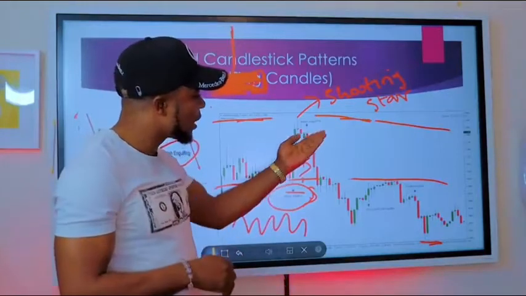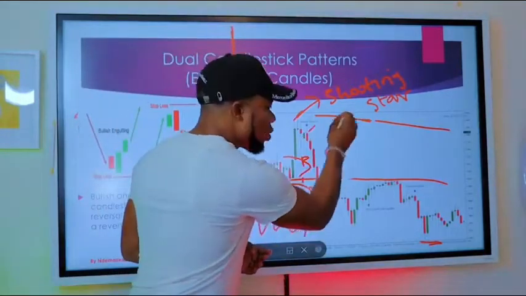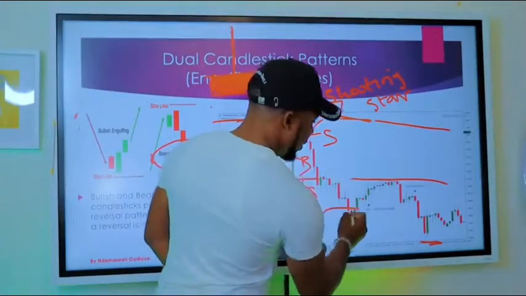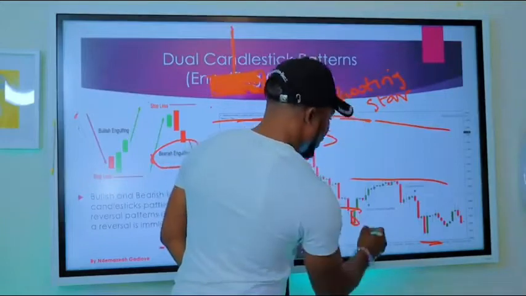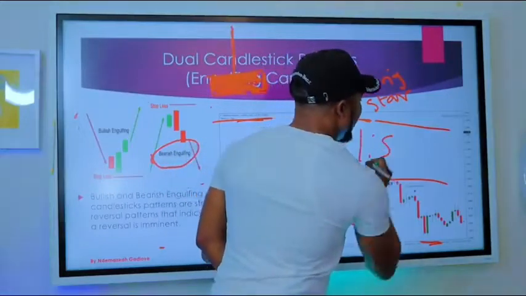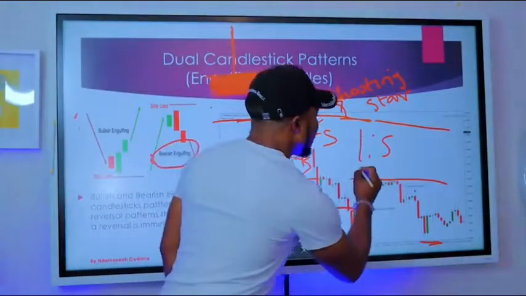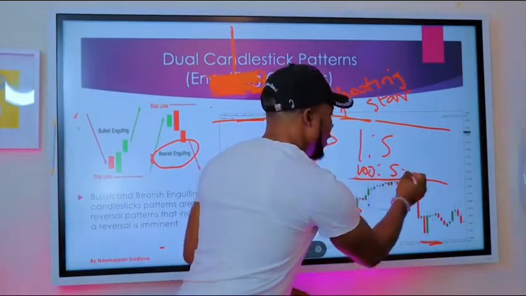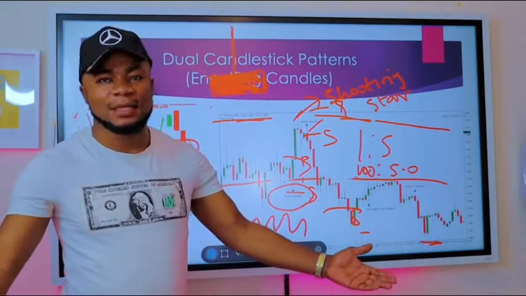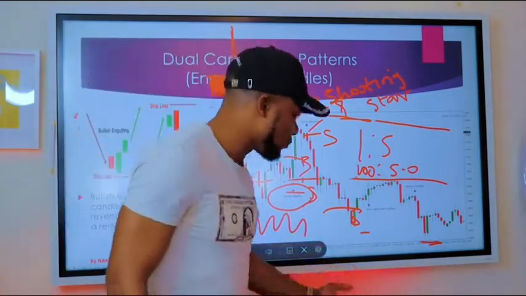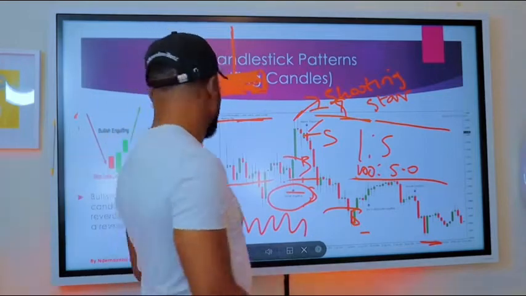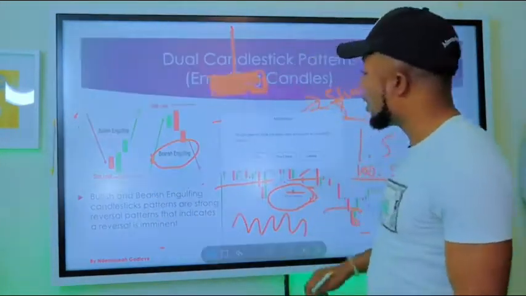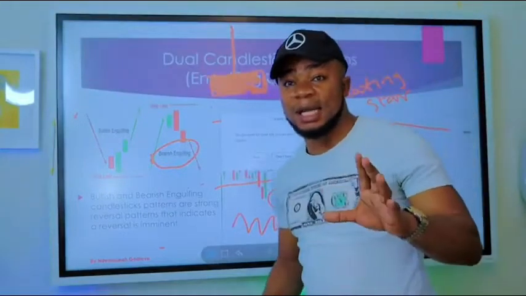All right? So this was a key signal here. One signal, second signal. Even if you sold here, you put your stop loss here, take profit here. That is a risk to reward of 1:5. Meaning, if you were risking $10, you make $50. If you were risking $100, you make $500. As easy as that. So that is how you use engulfing candles, which is a form of dual candlestick patterns, to generate signals in Forex.